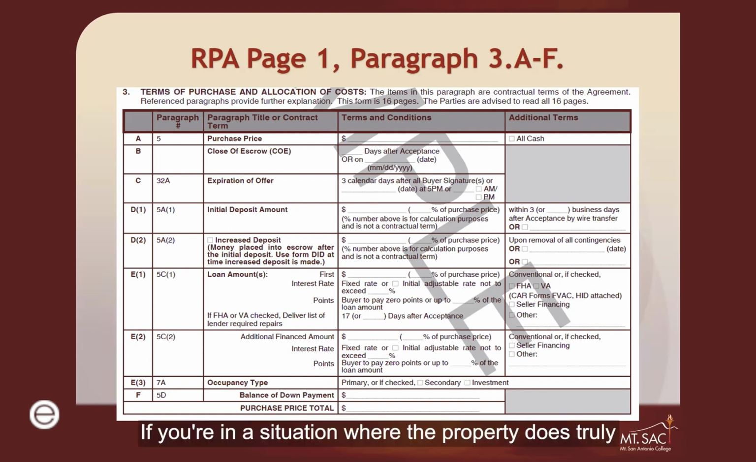Okay. If you're in a situation where the property does truly warrant a greater deposit, or you've been told by the listing agent you need to bring in a greater deposit, if you're going over $10,000, I strongly recommend including the arbitration clause, because if you do that, now, rather than going into court, you can go to arbitration.